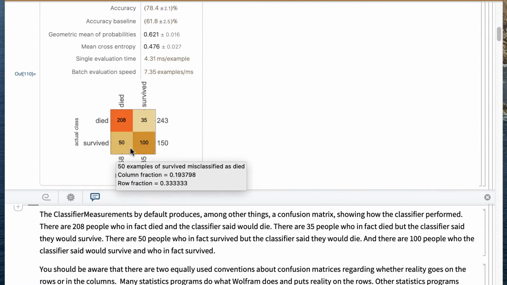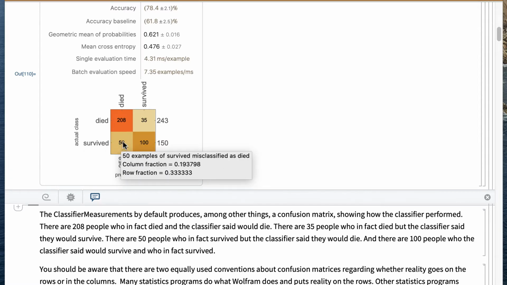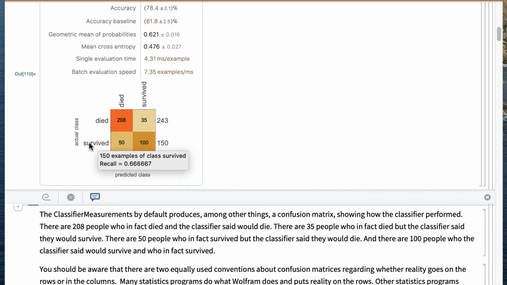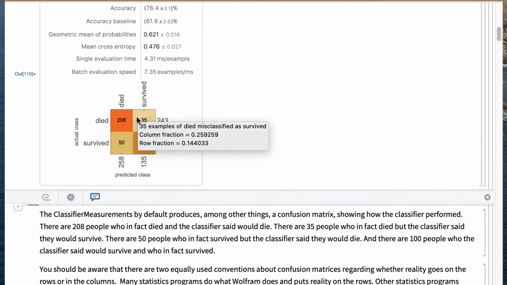There are 50 people who survived that the classifier thought would die, and there are 100 people who survived, and the classifier thought that they would survive.